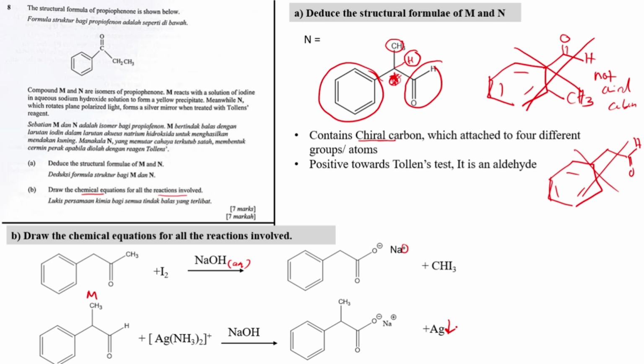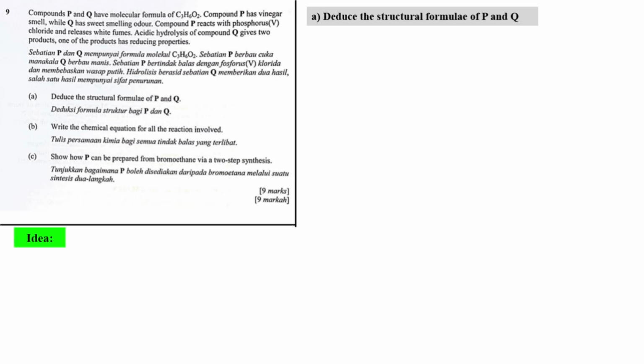Okay. So for question 9, compounds P and Q have a molecular formula of C3H6O2. Compound P has a vinegar smell, while Q has a sweet smelling odor. Compound P will react with phosphorus pentachloride and release white fumes. Meanwhile, the acidic hydrolysis of compound Q will give two products. One of the products has reducing properties. So for question 9a, we need to deduce the structural formulae of P and Q. And as mentioned, deduce here means you need to draw the structure as well as provide the explanation.